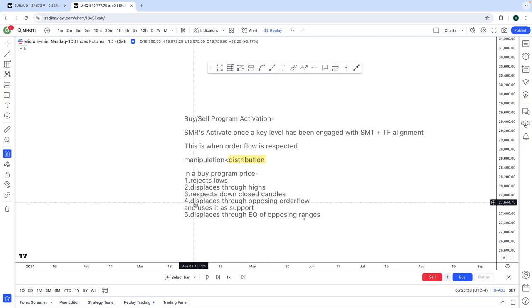It displaces through opposing order flow. So in a buy program, the sell side of the curve, the opposing arrays, they get inversed and are used as support. And we displace through EQ of opposing ranges.